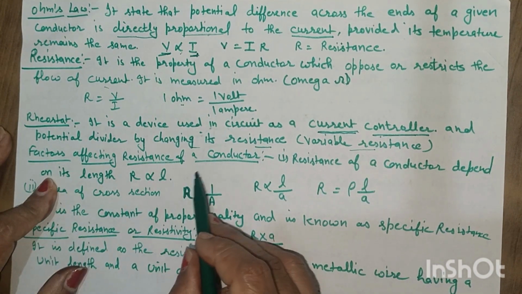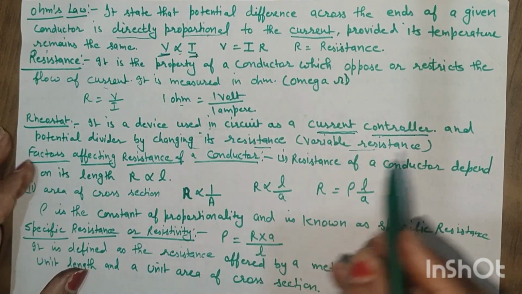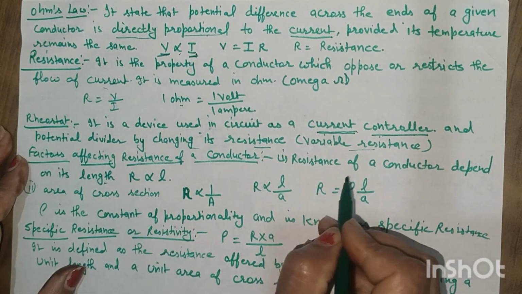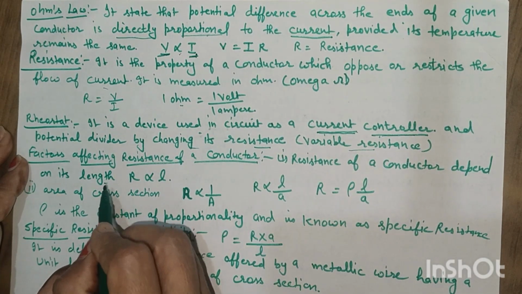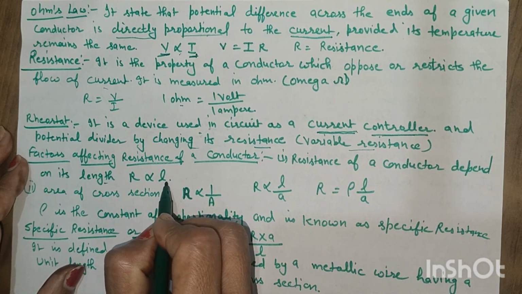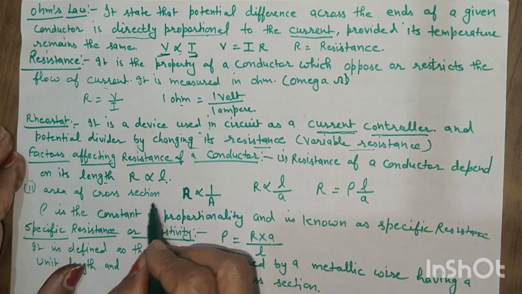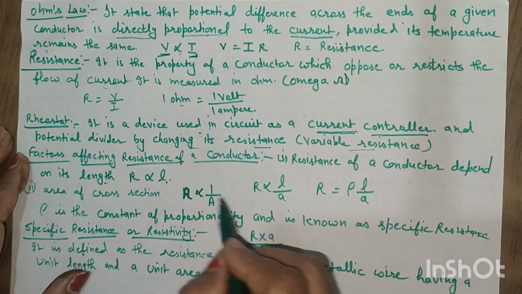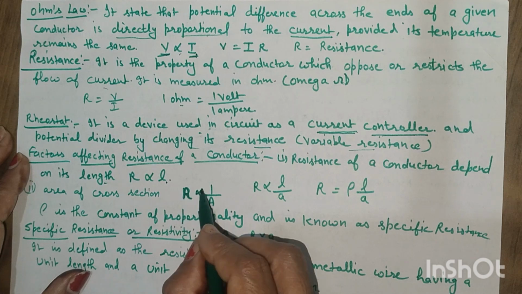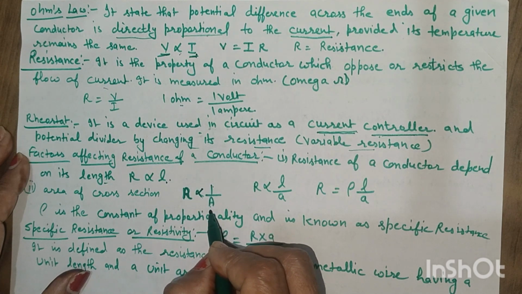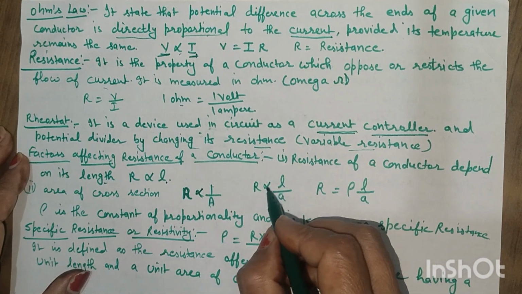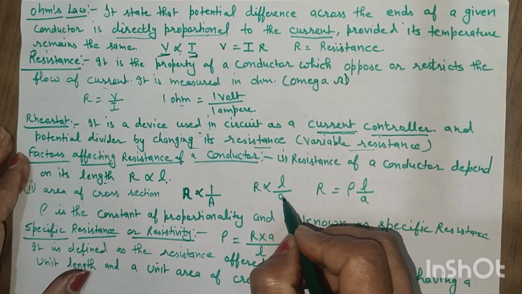Now, factors affecting the resistance of a conductor. Resistance of a conductor depends on its length. The first factor is its length: R is directly proportional to length. Second is the area of cross section. R is inversely proportional to area, or R is directly proportional to 1 by A. When we combine these two, R is directly proportional to L by A.